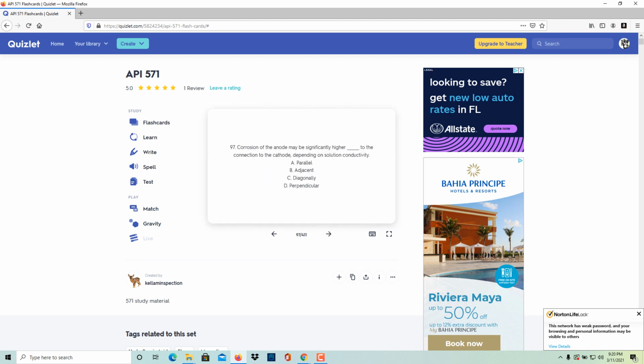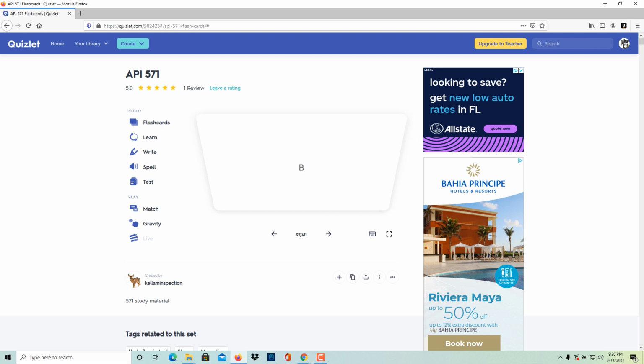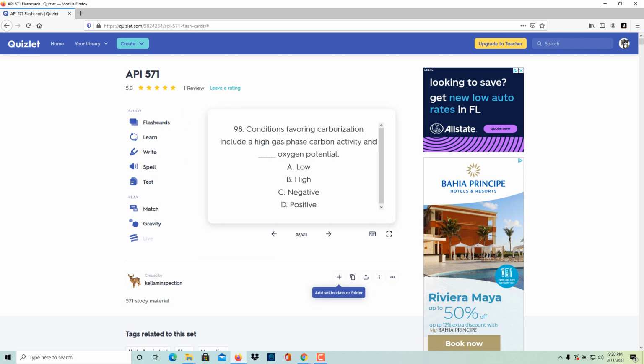Corrosion of the anode may be slightly higher blank to the connection to the cathode, depending on solution conductivity. Corrosion of the anode may be significantly higher adjacent to the connection to the cathode. B, adjacent. Conditions favoring carburization include a high gas phase carbon activity and blank oxygen potential. Man, oh boy. Low oxygen potential?